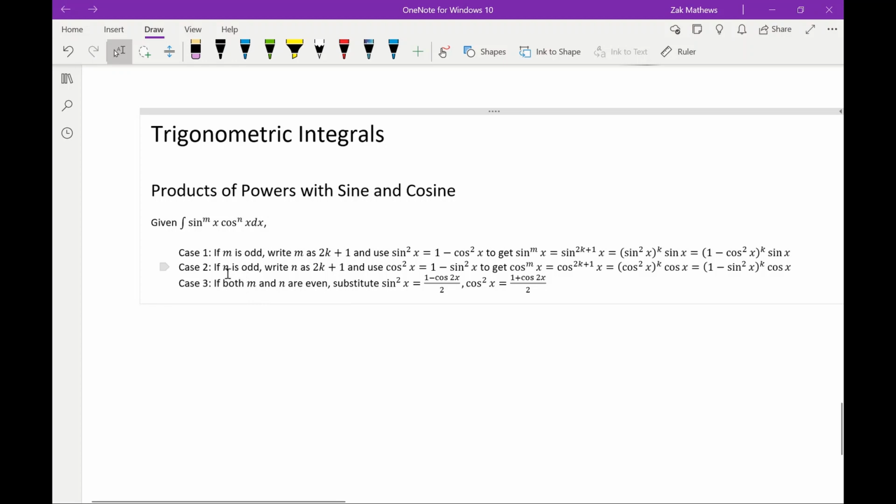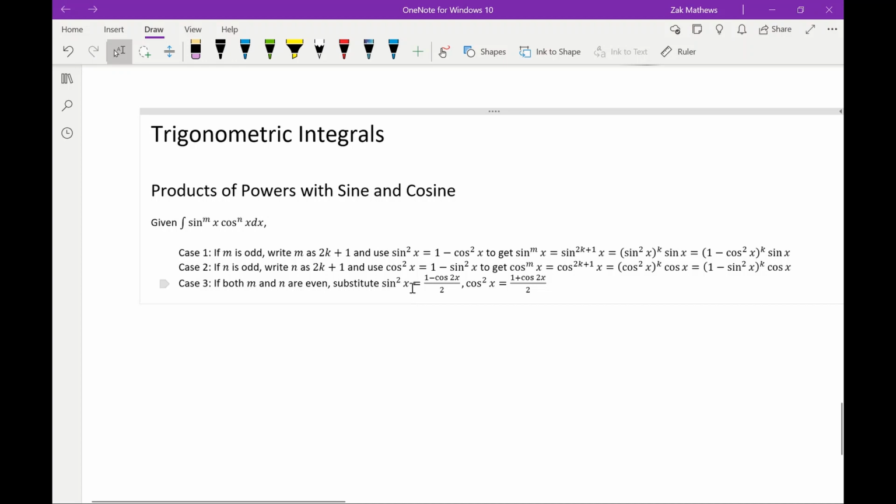Next, if the n is odd, the number on the cosine is odd, it's exactly the same process. We're going to take that n and write it as an odd number, so 2k plus 1. We're going to replace that cosine squared with the Pythagorean identity 1 minus sine squared. And then we can express cosine to the n of x as cosine to the 2k plus 1 of x, which we can break up as cosine squared to the k power times cosine of x, which then we replace cosine squared with 1 minus sine squared.